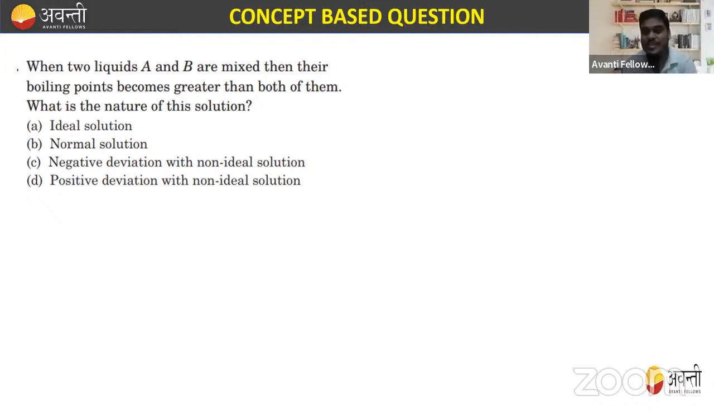And as a result of this only, it will show such type of deviation. So what is the nature of the solution? A non-ideal solution with negative deviation. Why, beta? Because only in negative deviation is the force of attraction between solute and solvent more. As a result of this only, they have a high boiling point, right? I hope it is clear to you? Good.